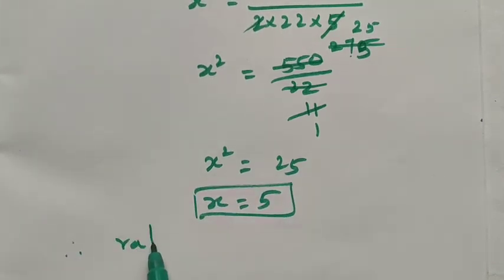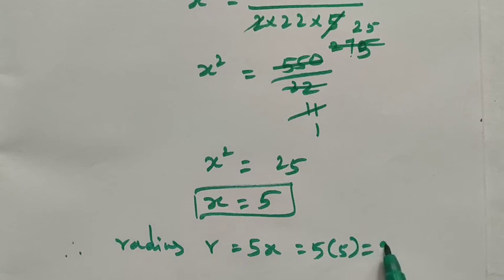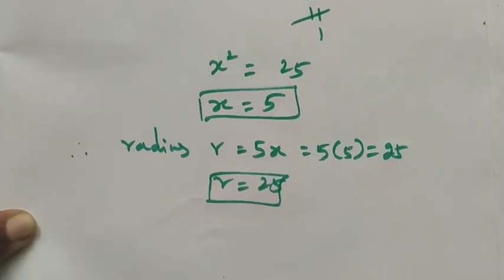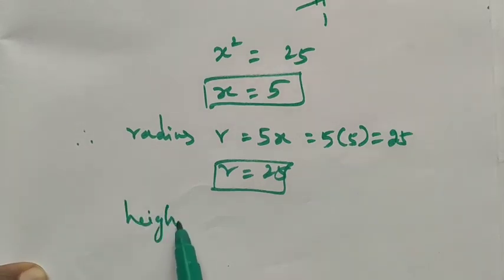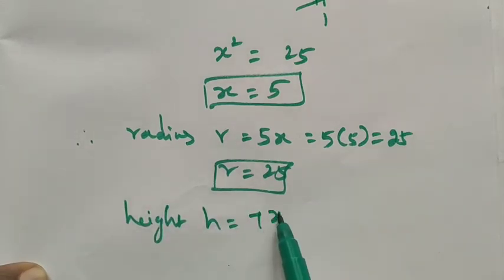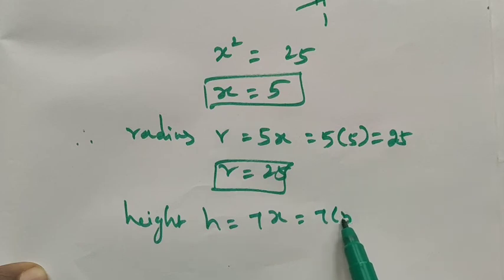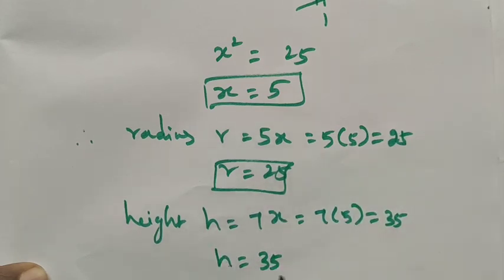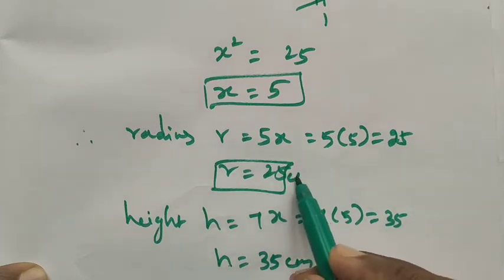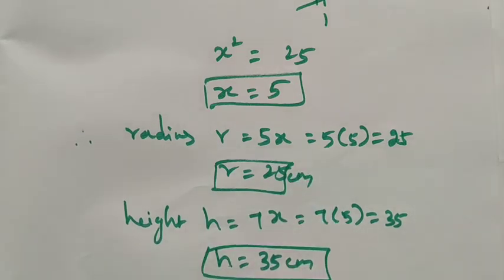Therefore, the radius r is equal to 5x, so 5 into 5 is equal to 25. That is 25 is the radius. Next, height. Height h is equal to 7 into x, which is 7 into 5, 35. So the height is 35 centimeter. So the radius is 25 centimeter, the height is 35 centimeter. Thank you, students.